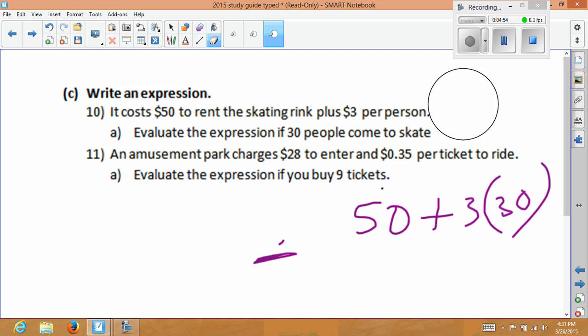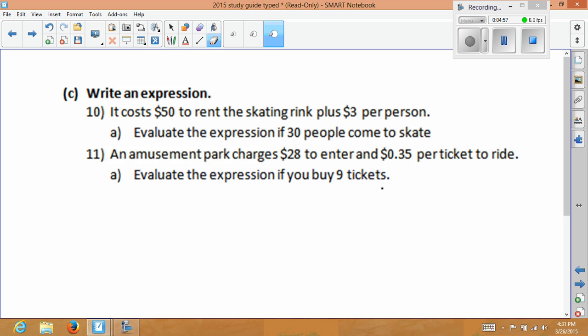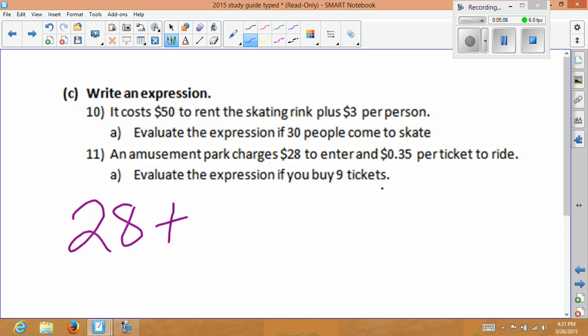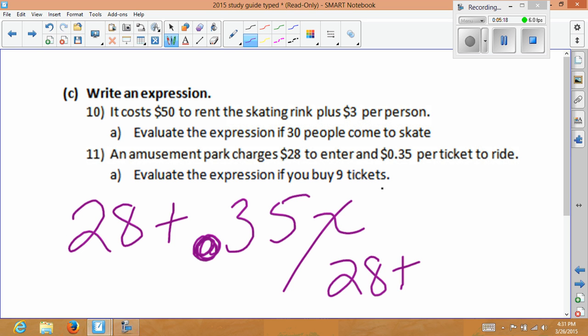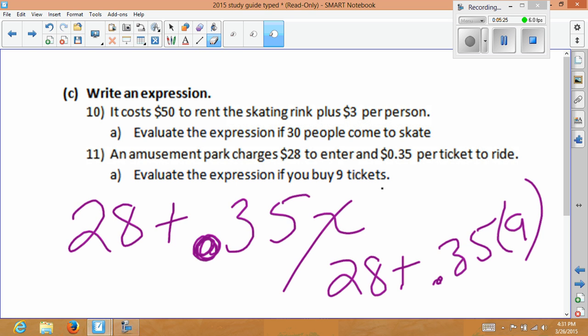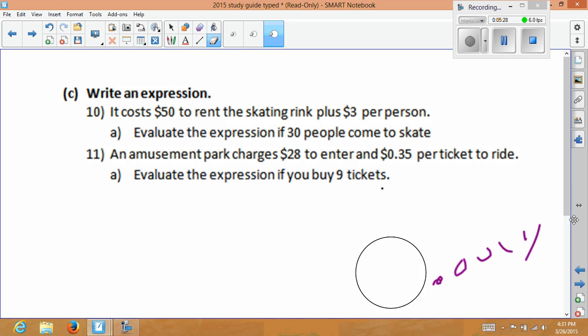Okay, question 11. An amusement park costs $28 to enter and then 35 cents per ticket to ride. So same kind of thing, 28 bucks to get in, plus 35 cents. Make sure you have your decimal point here. That's really important. X. So that's your expression, and then evaluate it. So in place of that X, you're going to put 0.35 times 9. Figure out what that is, add it up, and that's your answer. So that's a little more comprehensive, that one.